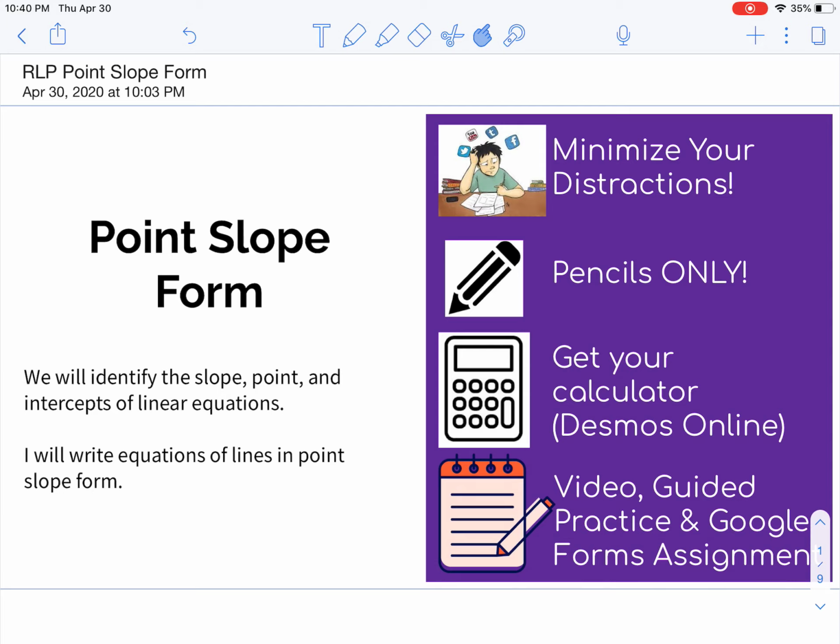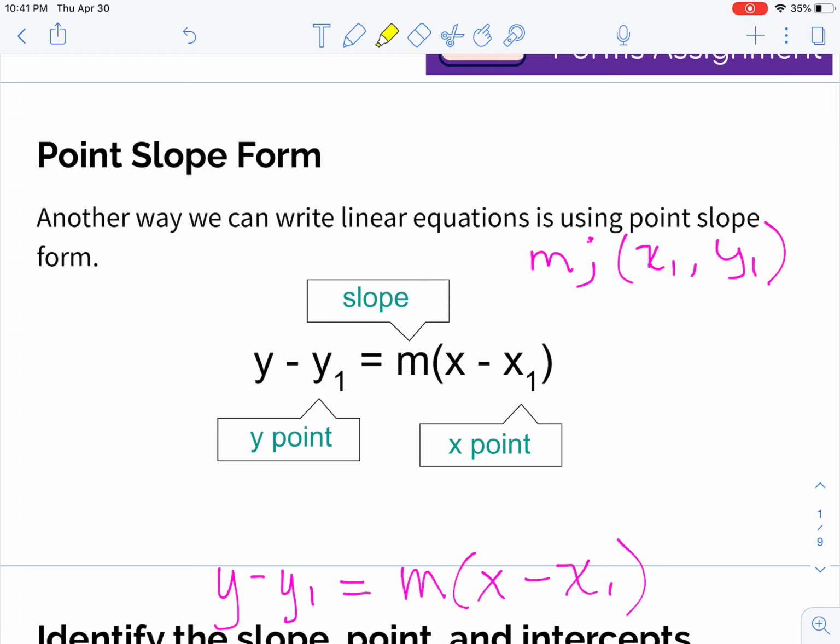let's get started. When we're looking at point-slope form, we're really going to give you a slope and a point. All you will do at that point is take the slope and put it in the slope position, then take the x value and put it in the x position, and the y value and put it in the y value position. So you'll end up with a formula using y minus y1 is equal to the slope times x minus x1.